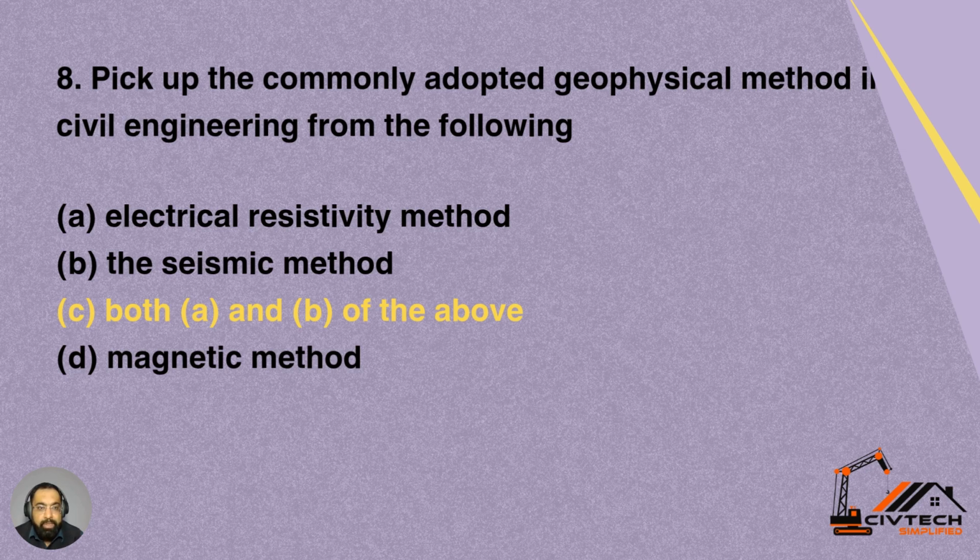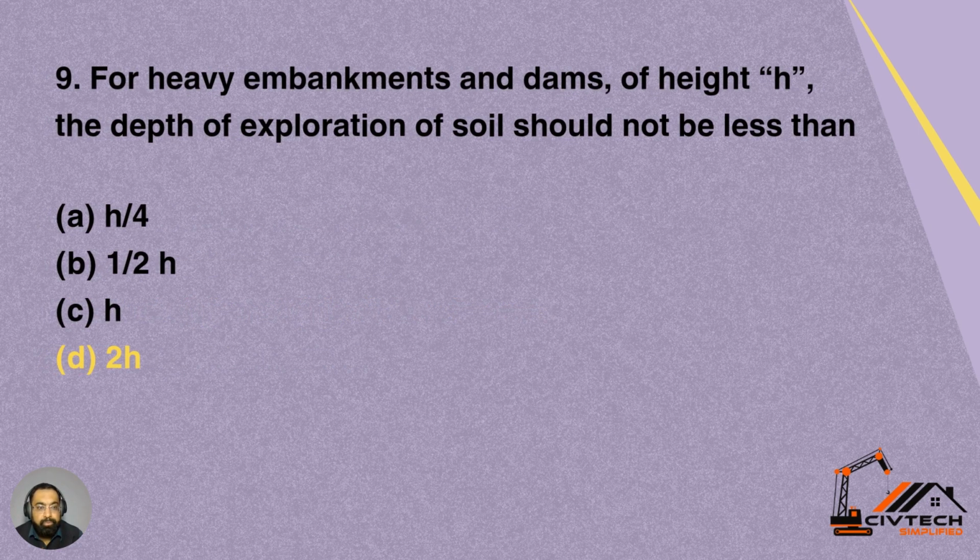Question number 8. Pick up the commonly adopted geophysical method in civil engineering from the following. A, electrical resistivity method. B, the seismic method. C, both A and B, or D, magnetic method. So both A and B are correct. We normally go through these methods in the field. The electrical resistivity method is used for water testing or water availability in some area, and the seismic method is used for earthquake building design. So both option A and B are correct.